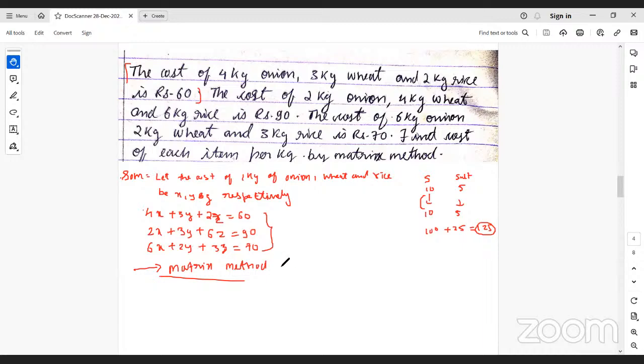So in the exercise 4.6, some more verbal problems are given. 2, 3 verbal problems are given in this exercise. So try to practice those examples also.